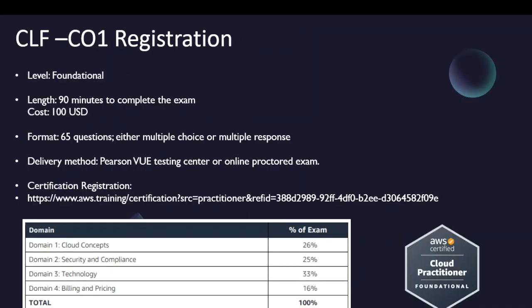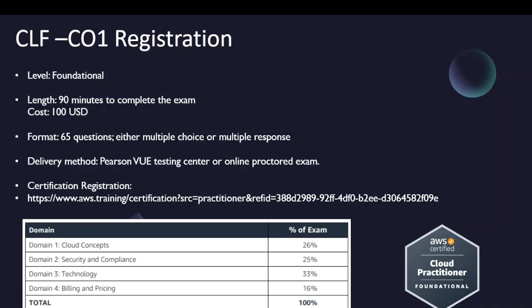But I also wanted to explain how we do the registration for the AWS Cloud Practitioner Foundational certification. The exam pattern is a 90 minute exam. The exam cost is around $100. So whichever country you are in, the $100 is converted to your local currency, and that amount will apply to you. And the pattern is that you'll have 65 questions, either multiple choice questions or multiple response questions.